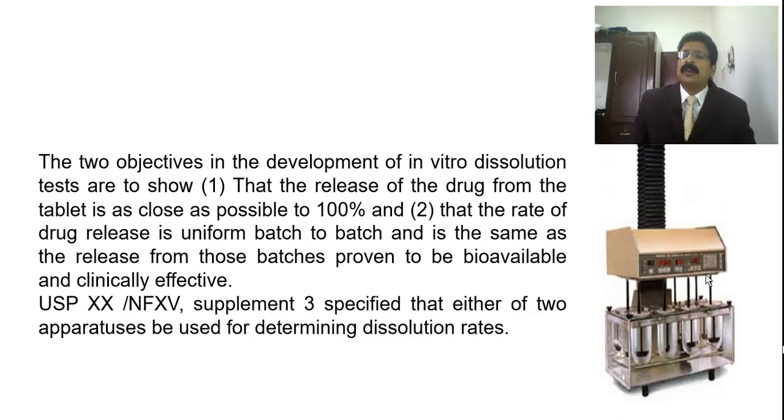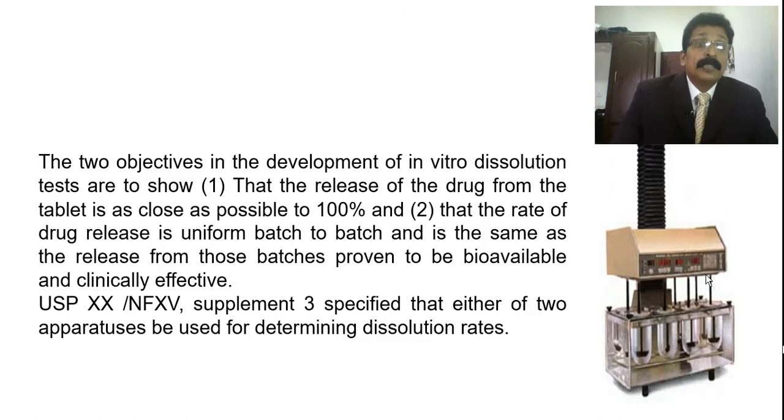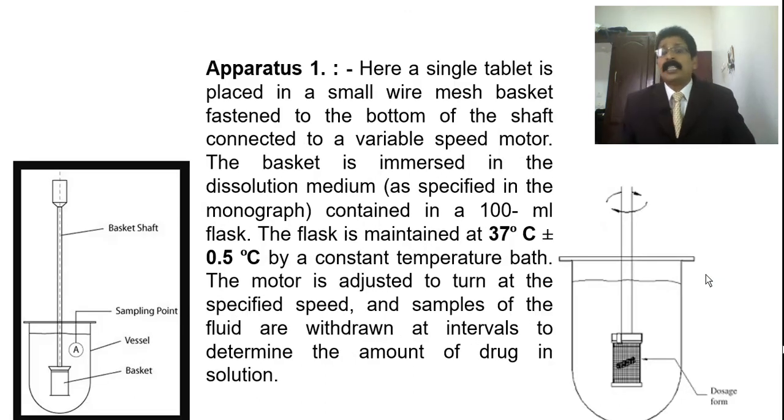At every interval you have to take samples of the dissolution medium and analyze how much amount is released from the original formula. And the United States Pharmacopoeia 25 and the National Formulary, British National Formulary 25, and USP 20 supplement 3 specify two apparatus to be used in the determination of the dissolution test. So here you can see apparatus 1. What is the difference between apparatus 1 and 2? You can see the picture.